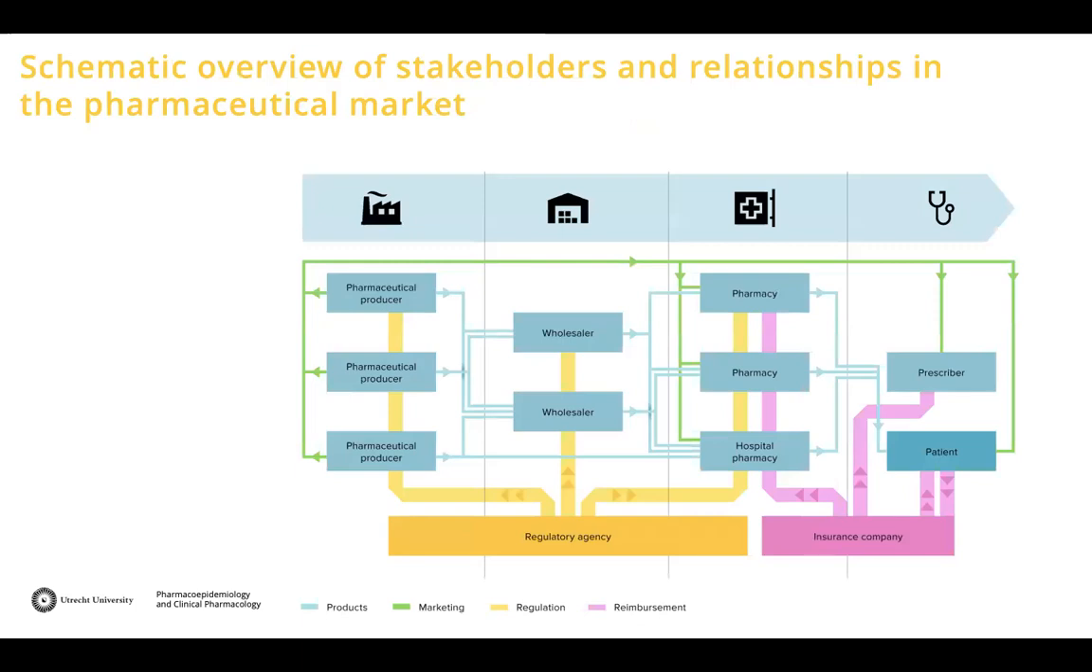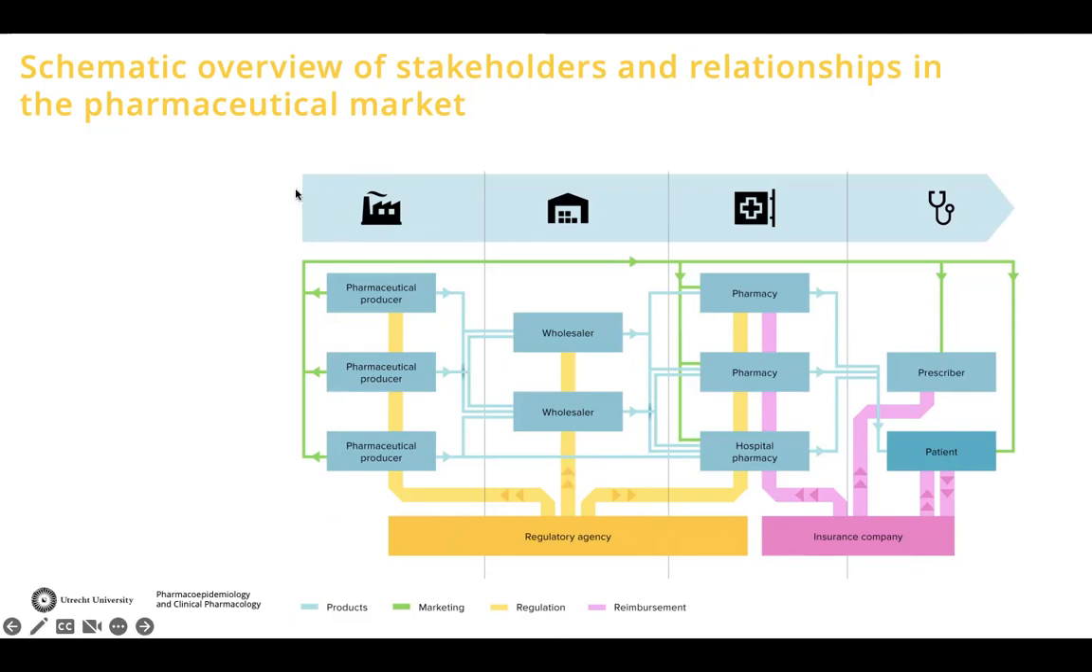And the schematic just shows a quick overview of the different stakeholders and relationships in the pharmaceutical market. So this is the regulatory agency down here and the insurance company. The regulator makes decisions about whether or not a medication is approved for use on the market. And insurance companies or governments typically make decisions about whether a medication is reimbursed or how a medication is prescribed.